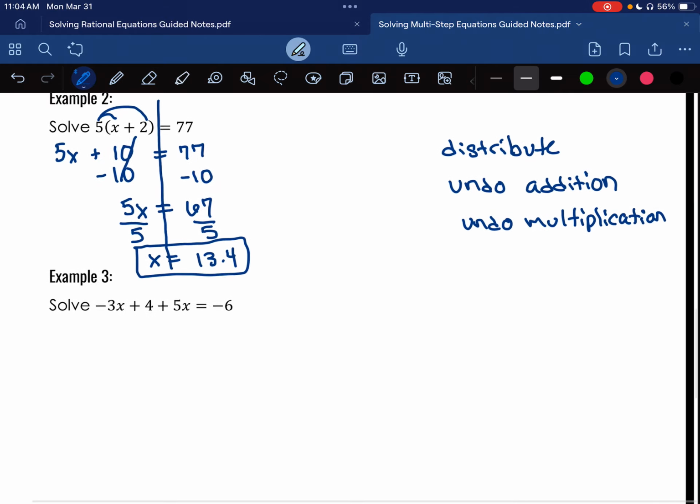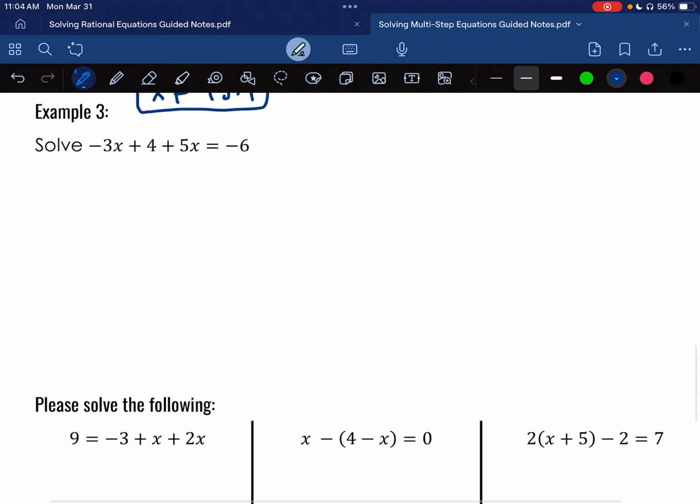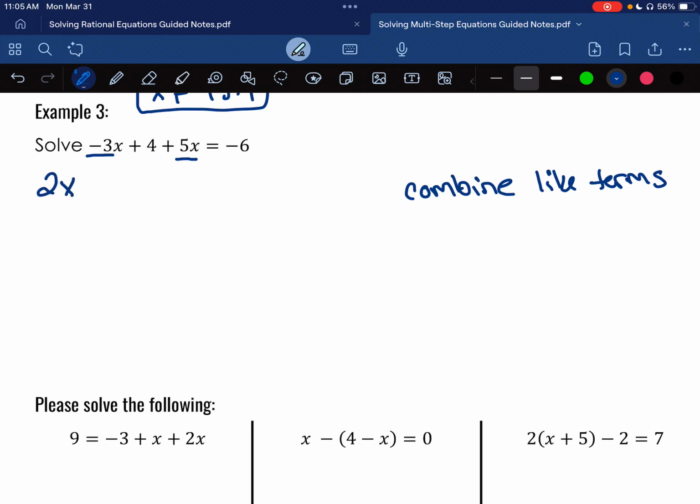So let's see what's going on here in example 3. You notice that left-hand side could use a little bit of cleaning up. I have this negative 3x and this 5x here. So I'm going to start by combining some like terms. And so it's going to look like 2x plus 4 is equal to negative 6. Notice I'm not using my line through the equal sign, right? I'm trying to, like a training wheel, remove that as we move forward.